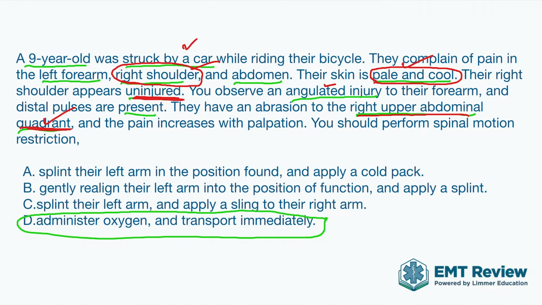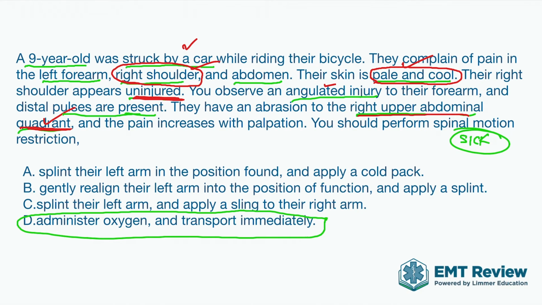Because yeah, she has an angulated arm. You might straighten it out, and you might get her on a backboard from the road and then get her to the stretcher, right? So you can do some spinal motion restriction on the stretcher. The arm has pulses present. So while it's gnarly, it's not as serious as the fact that this kid is, like we've seen in other questions, this kid is sick.